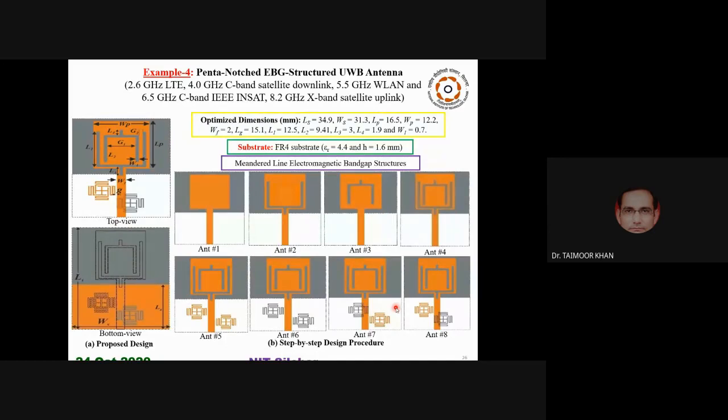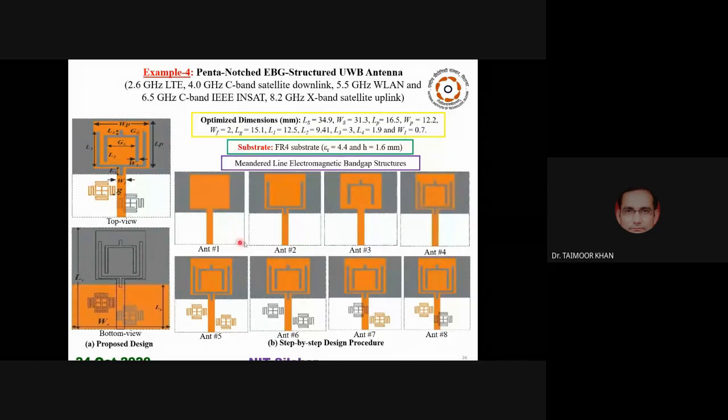That is basically going to reject five different bands. All are standard bands, that is 2.6 gigahertz LTE band, 4 gigahertz C band satellite downlink, 5.5 gigahertz WLAN, and 6.5 gigahertz C band IEEE INSAT, then 8.2 gigahertz X band satellite uplink. Here, ultimately, antenna 1, 2, 3 up to antenna 8. This antenna 8 is having the capability of rejecting these five bands.